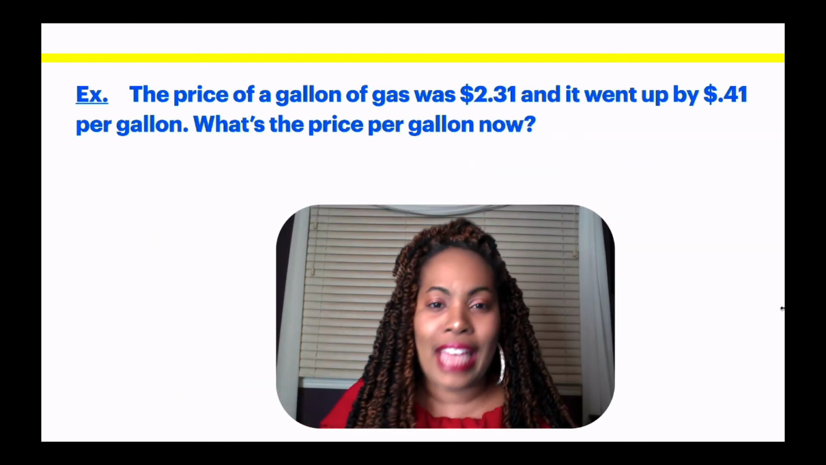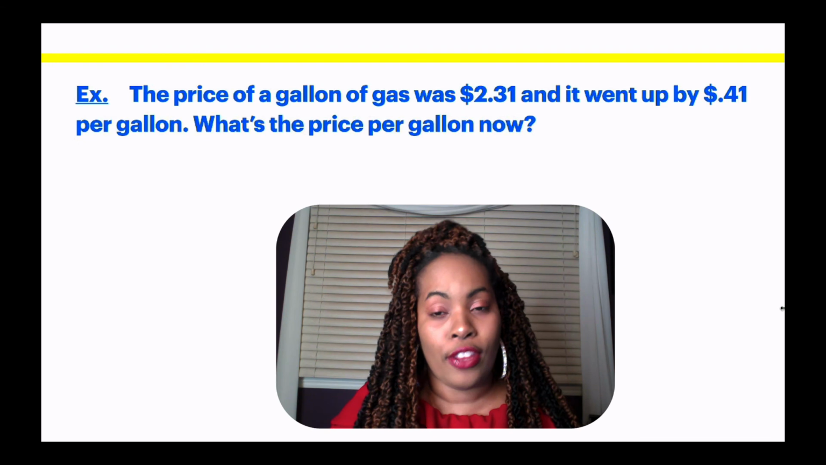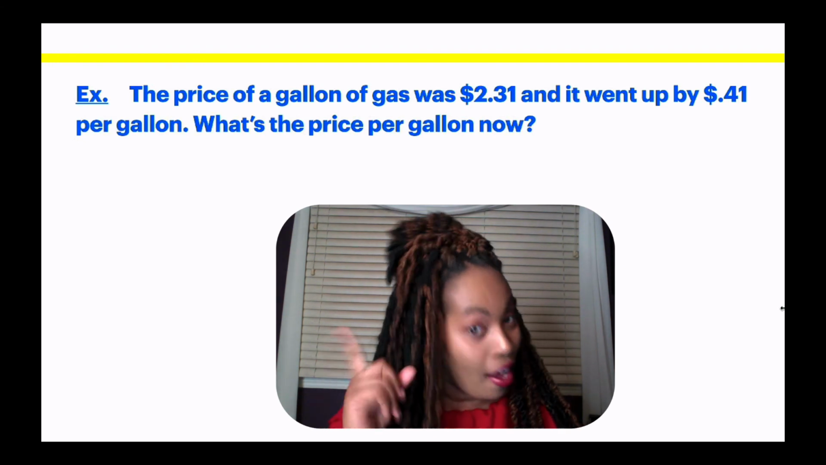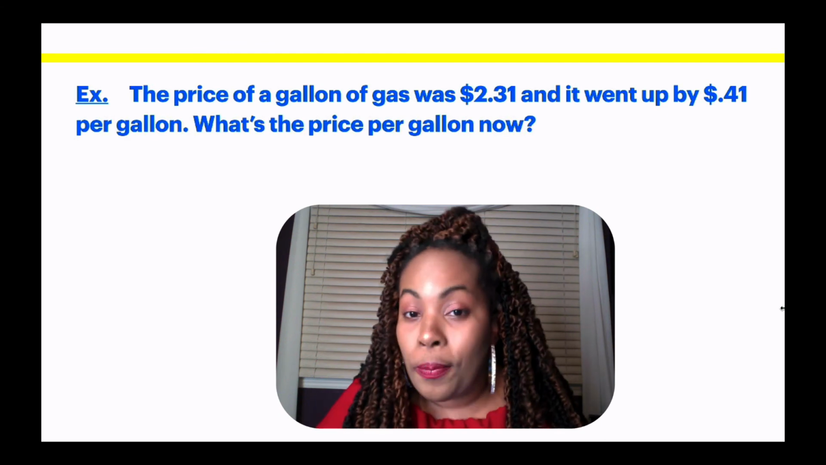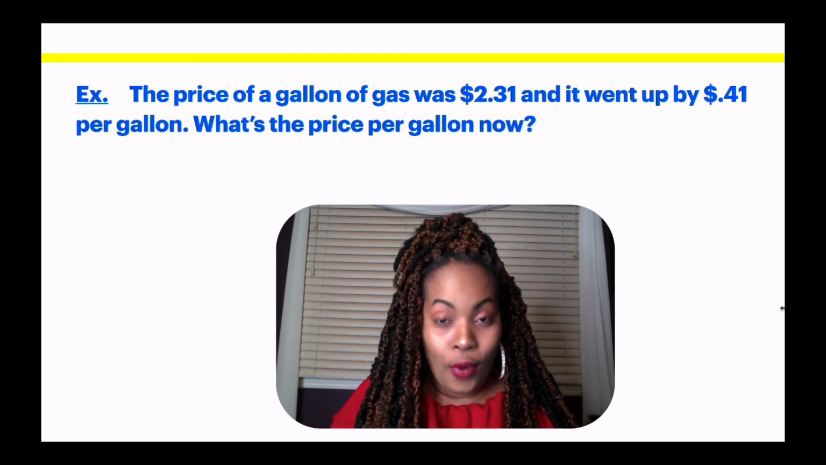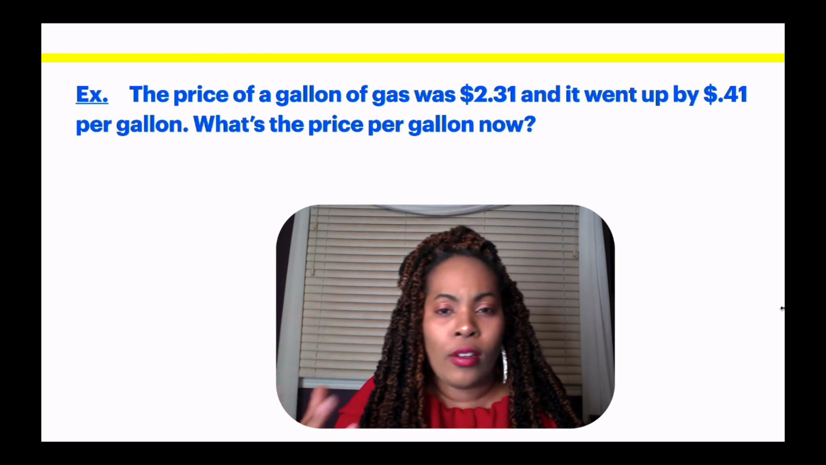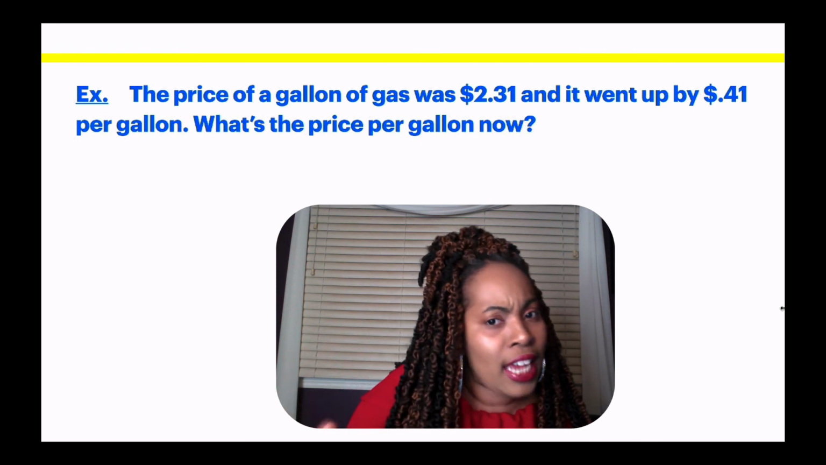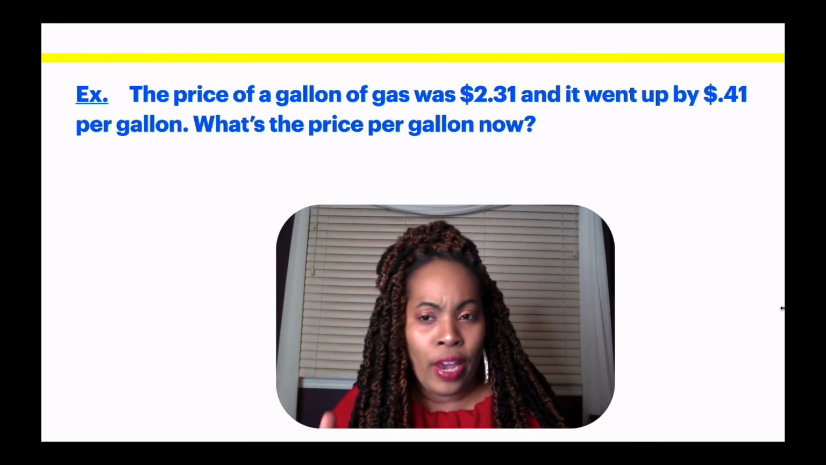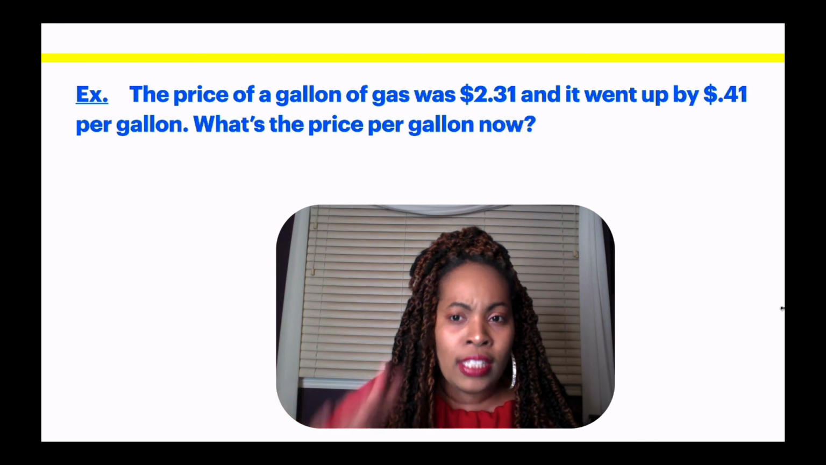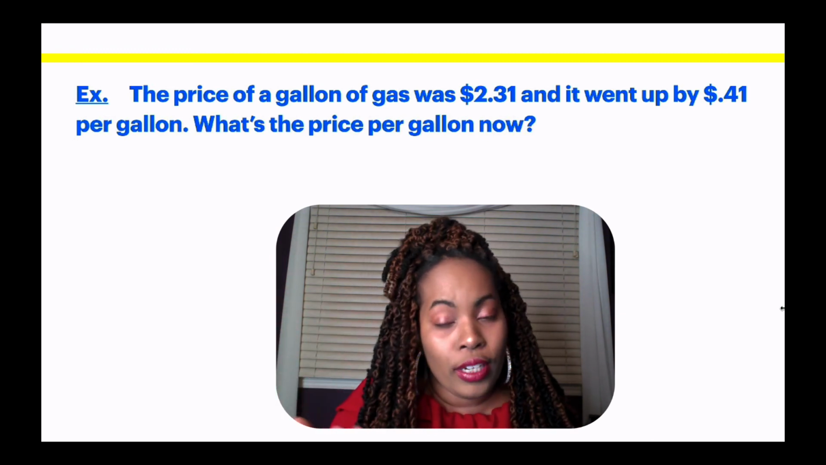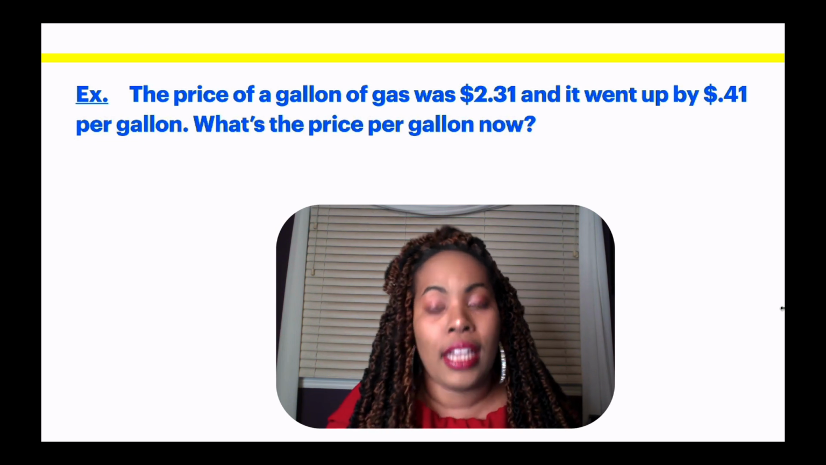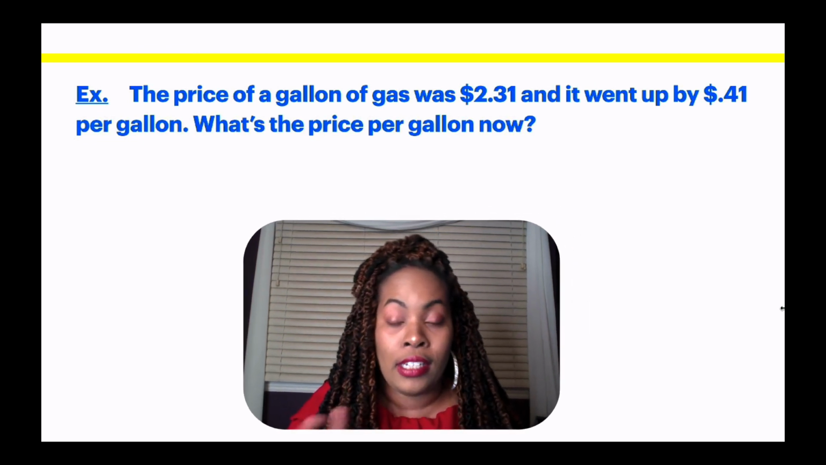The price of a gallon of gas was $2.31, and it went up by 41 cents per gallon. What's the price per gallon now? Okay, so this is another one of those types of questions where they're saying the same things, but in a different way. The key words I heard here were, it went up. That means it's a result of an increase, okay? So let's see how much it increased by setting up an addition problem.